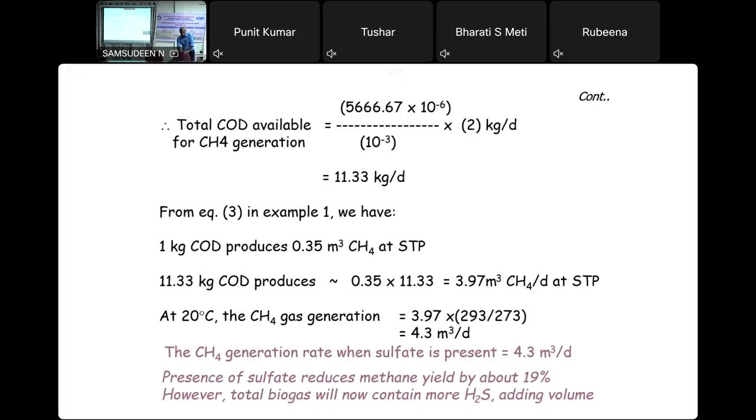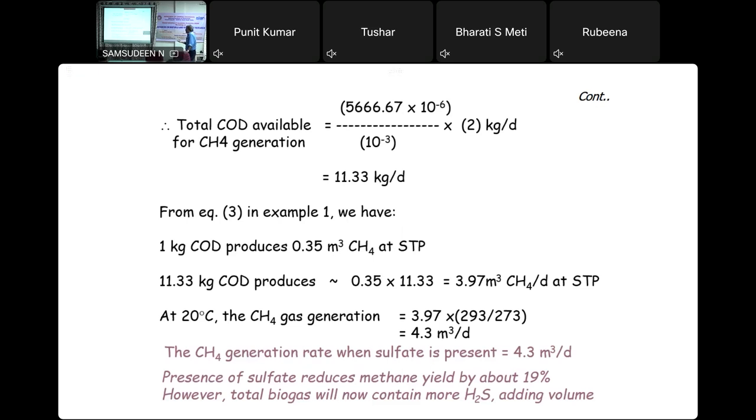If there is sulfate in your system, your methane is going to go down, right? Because bacteria are competing. So that's going to be your theoretical methane yield in that scenario. You have so much carbon coming in, 85% COD removal, 10% going to biomass, and the rest going to methanogens. The methane generation rate when sulfate is present is 4.3 cubic meter per day. The presence of sulfate reduced methane yield about 19%.